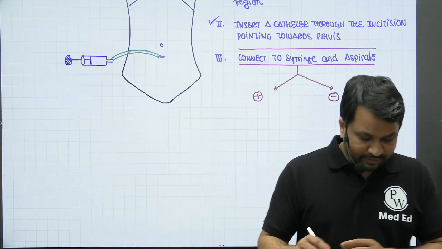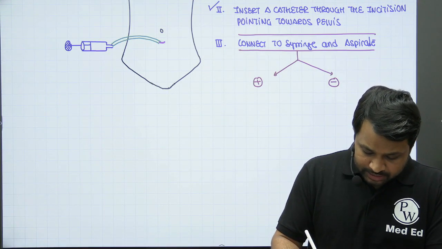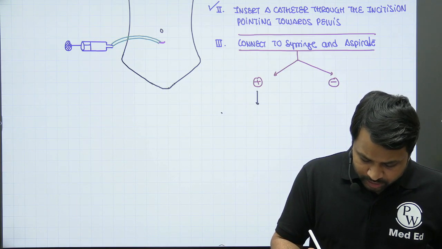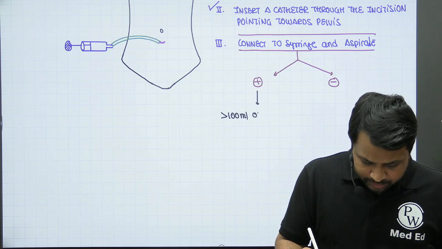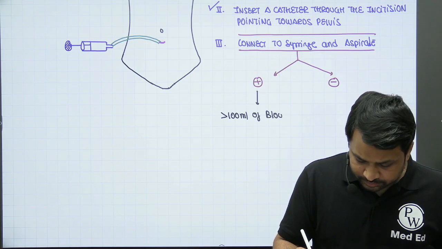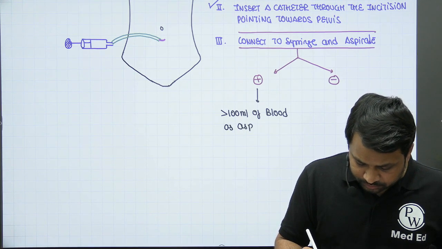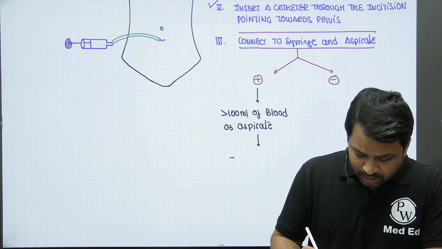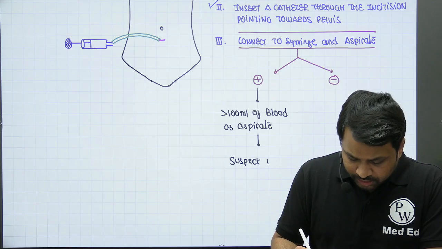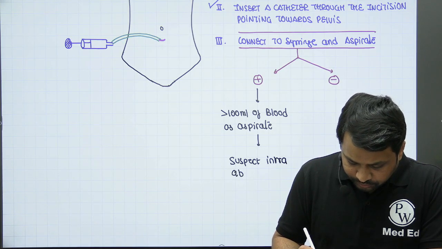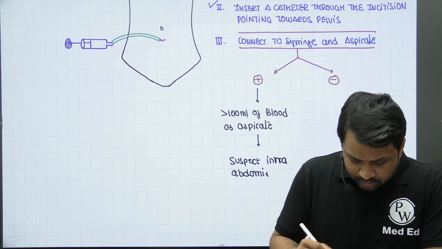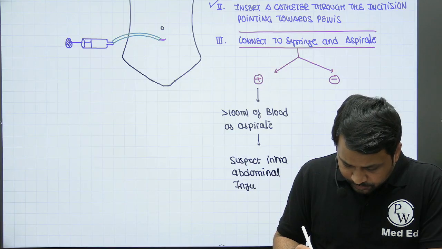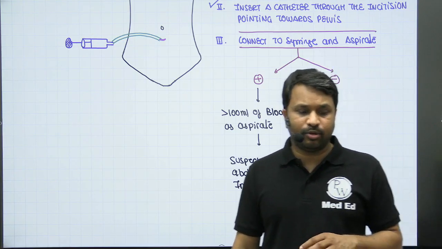If it is positive for aspirate, one of the most alarming things is, if instantaneously on the start you get more than 100 ml of blood as aspirate, then you have to suspect intra-abdominal injury.